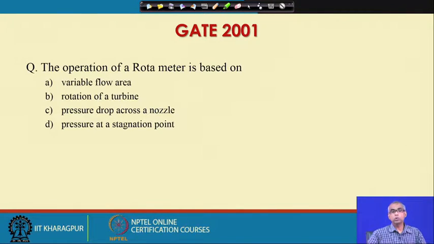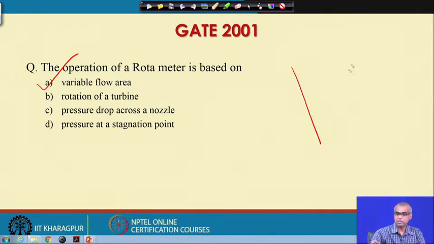A question from year 2001: the operation of a rotameter is based on variable flow area, rotation of a turbine, pressure drop across a nozzle, or pressure at a stagnation point. You know rotameter is a variable area meter, and the operation of rotameter is based on variable flow area.